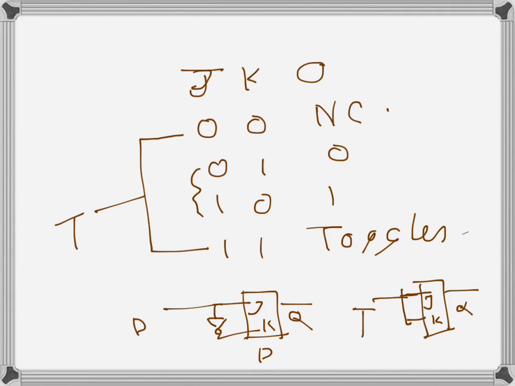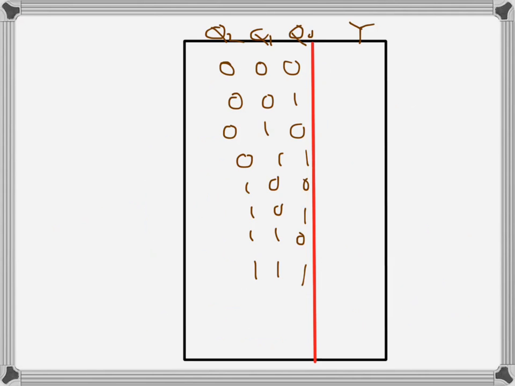So that means we will have only two inputs, and both J and K are the same input. That's the T flip-flop. The T flip-flop has a property where when the input is 0, there is no change, and when the input is 1, the output changes, it toggles.